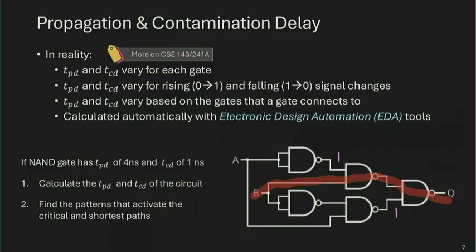Again, we can define different propagation and contamination delay for each gate, and also for this overall circuit by looking for the propagation delay of the longest path and the contamination delay of the shortest path. So the biggest of the biggest and the shortest of the shortest.